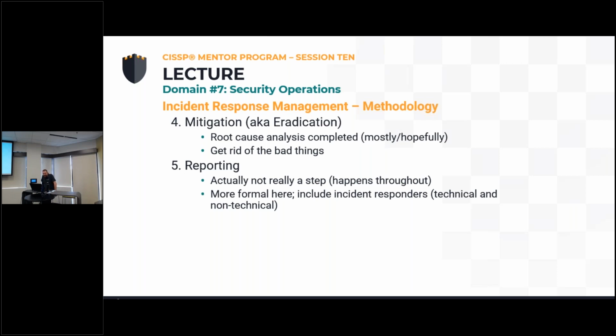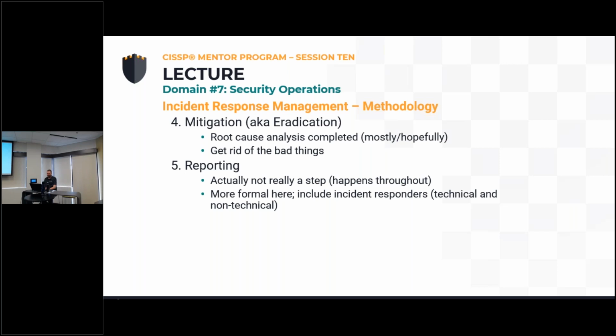Mitigation or eradication. So hopefully, again, once you get to this stage, you should already know what your root cause was. How did they get in? What's going on? Now, once we understand that, we can start to clear them out of the system.